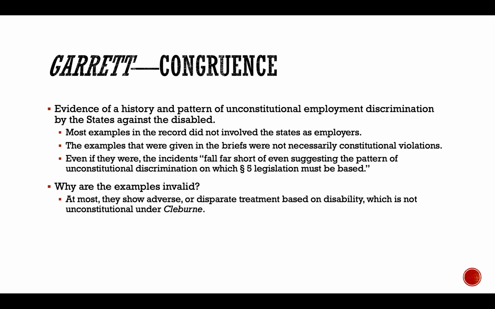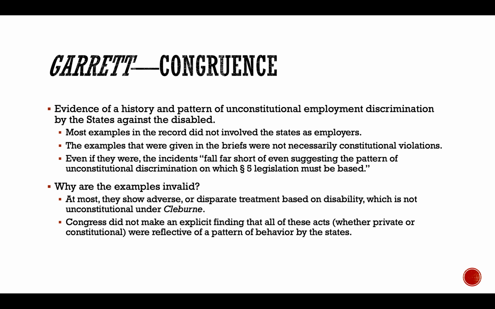So why are the examples invalid? I more or less explained this to you in terms of the constitutional background, right? At most, they show adverse treatment, maybe disparate treatment based on disability, but that in and of itself doesn't violate the Constitution, according to the Claiborne case.